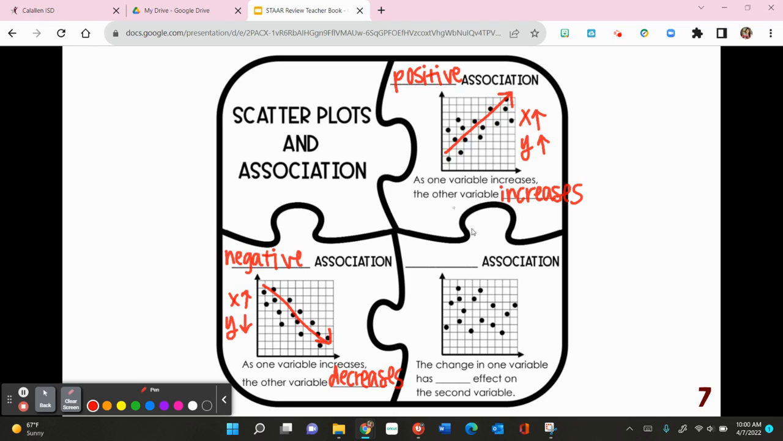Now, if you look at these points on our scatter plot, they are all scattered over our graph, which means they have no association. So the change in one variable has no effect on the second variable here. So as our x is increased, there is no change in our y's. So that is for the puzzle piece.